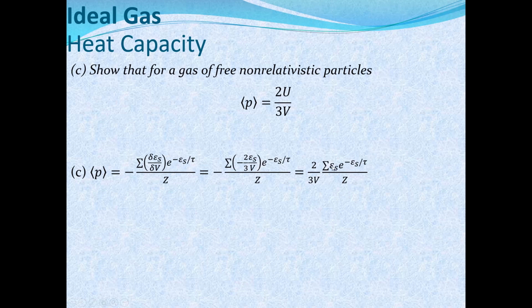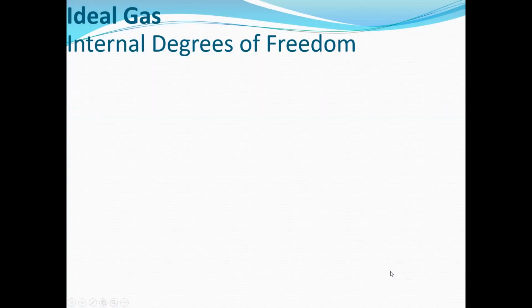But wait a minute, sum of energy times a Boltzmann factor over the partition function, or another way of saying it, a weighted sum of the energies. This is just the average energy right here. So this part can be replaced with average energy, or substituted in with the U. Because remember, U and average energy are essentially the same thing. So there we go. We end up getting to this final answer that they wanted.